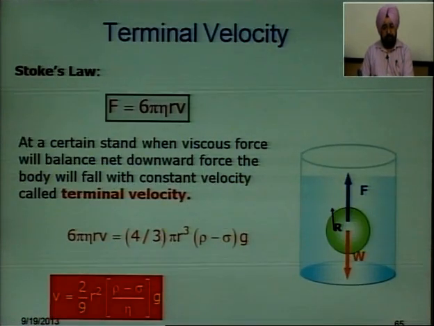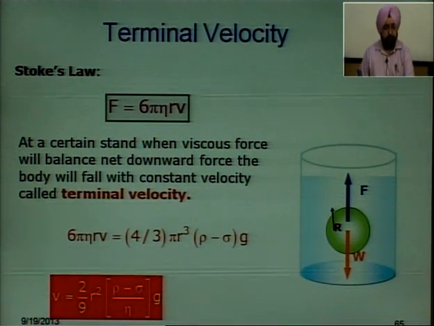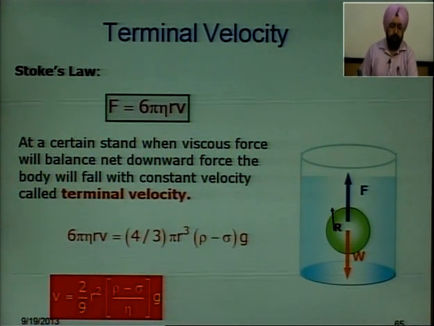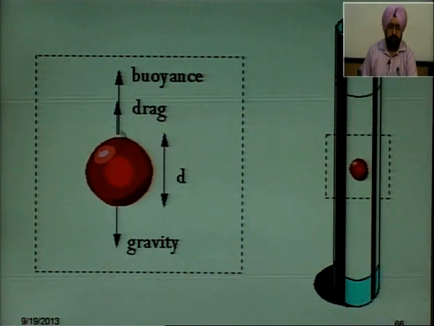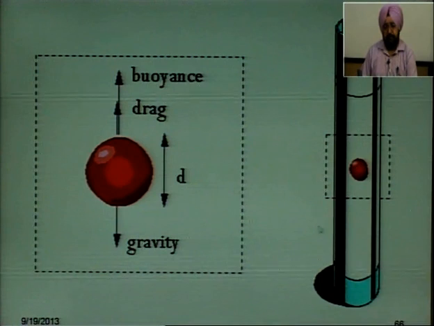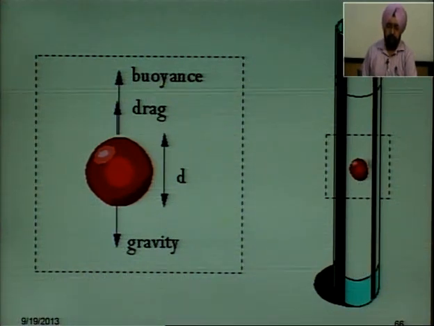So, at a certain stage the viscous force balances the downward force, that is the weight of the body, and the body starts falling with constant velocity called terminal velocity. So, this figure shows you different forces: buoyant force, viscous drag and gravity. Buoyant force is upward, viscous drag is also upward, gravity is downward. You can find the velocity by taking a long tube, putting glycerine in it, and letting a small spherical ball fall through the liquid column.